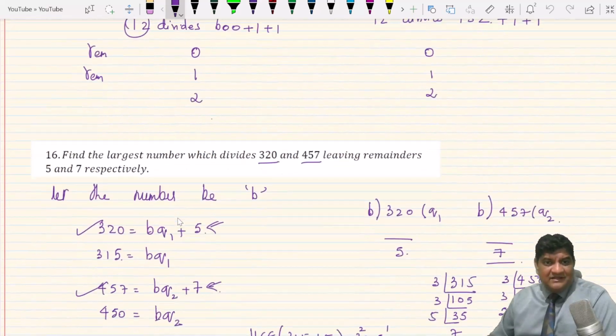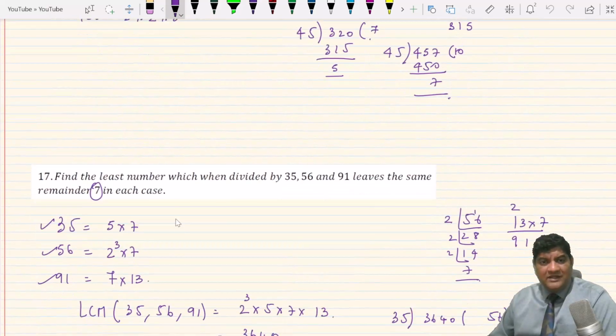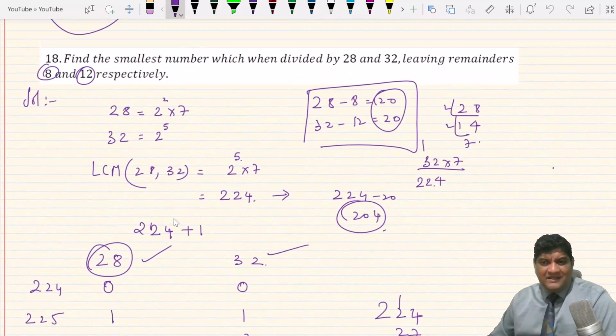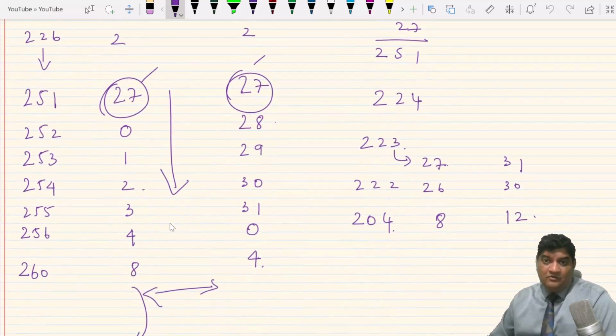Interesting questions these are. Find the largest number leaving the remainders 5 and 7. Again, usage of bq plus r. It becomes much easier to understand and get the solutions for this. The last question was a bit tricky and a bit lengthy. As I said, remember the short form, apply it and move on. You don't need to break your head on this concept, but if you did, well, good job.